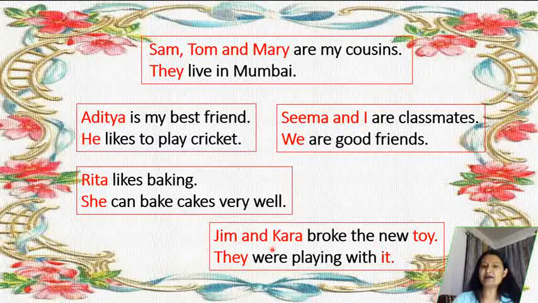Next sentence, Jim and Kara broke the new toy. Now Jim and Kara are nouns and toy is also a noun. Okay, it's a thing. So instead of Jim and Kara, we are using they, and instead of toy, we are using it. Okay, so that's all with the pronouns. I hope it's clear to you that pronouns are used in place of a noun. Instead of repeating the nouns again and again in sentences, we use pronouns. They, he, she, we, us, all these are pronouns.